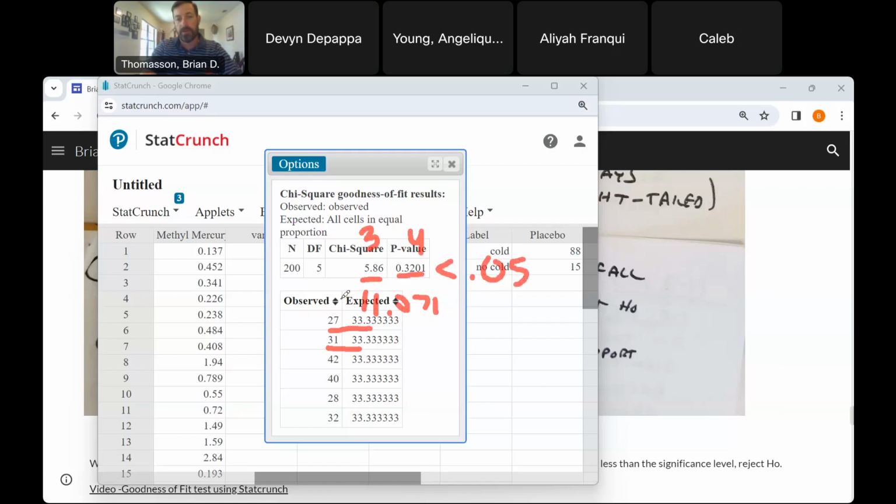Okay, so is it above 11.071? No, so we fail to reject. And is the 0.3201 less than 0.05? No, so we again fail to reject. Both of those will give you the same result. As soon as we say fail to reject, that means our die is acting fair, even though we put a weight in it. Any questions on how that works?